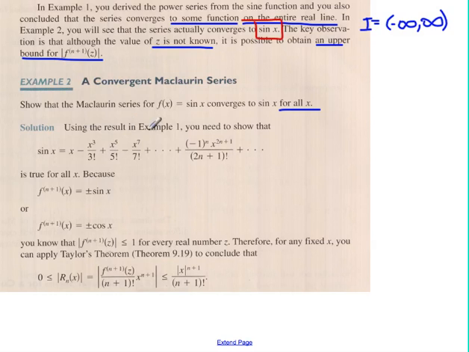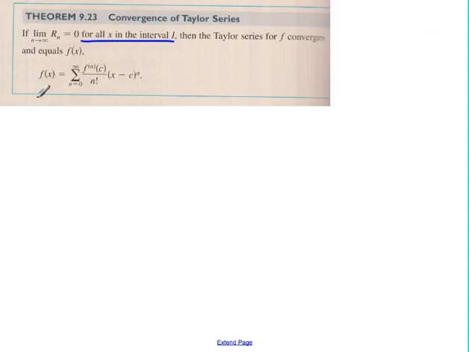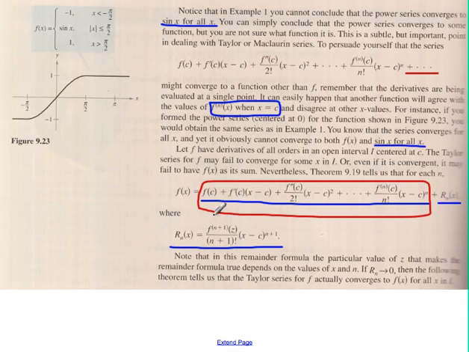Okay, so using the result in example 1, we want to show that this series that we created, if it keeps going to infinity, that's what a series means, right? We're trying to show that that thing is equal to sine of x for all x. So first we want to examine the error bound term, this guy right here.